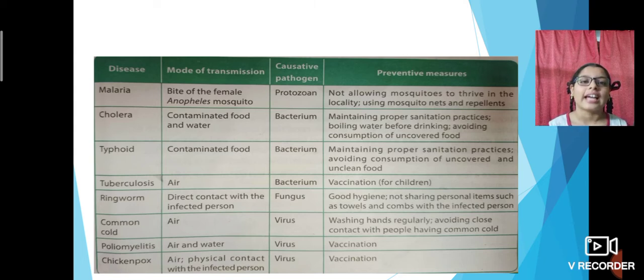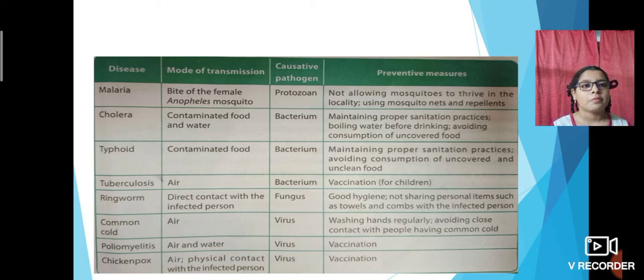So the second disease is cholera. The mode of transmission is contaminated food and water. It means that the cholera disease enters through contaminated food and water. The causative pathogen is bacteria, and the preventive measures to avoid cholera are maintaining proper sanitation practices, boiling water before drinking, and avoiding consumption of uncovered food.